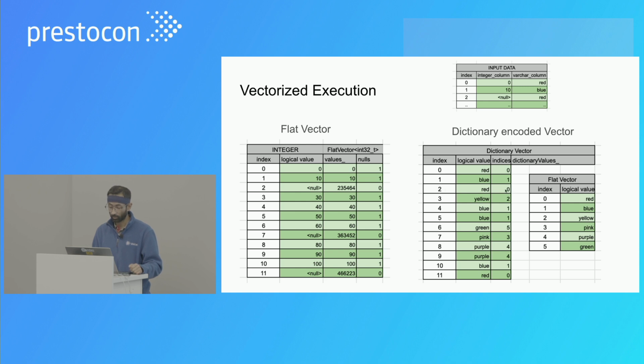It has the dictionary index 0 over here, and when you map it to the underlying vector, you get the value red. Now there's also a nulls buffer attached to it, but for simplicity's sake, I've just removed it for now.